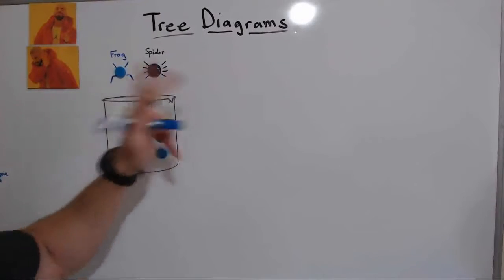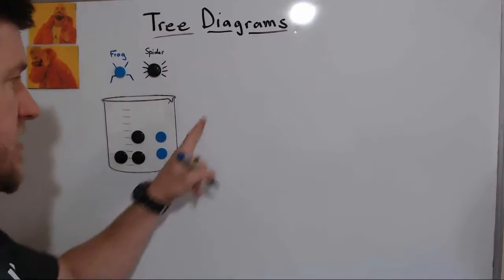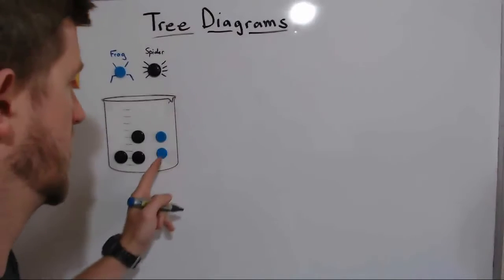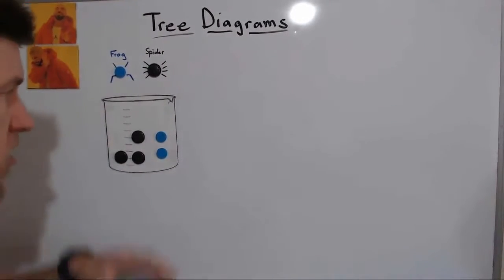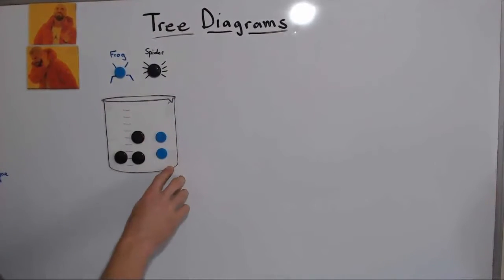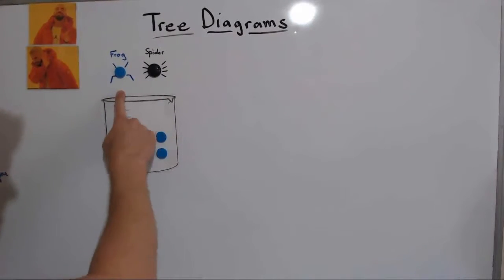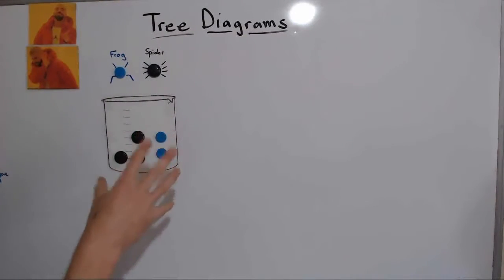We're looking at tree diagrams. A tree diagram is a way of representing the probability of a chain of events happening. We start off at the beginning and ask, what is the probability of something happening here? If I've got a container with black and blue objects, let's say the black is spiders and the blue are frogs, how many total objects have I got?